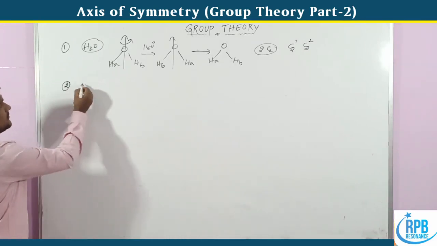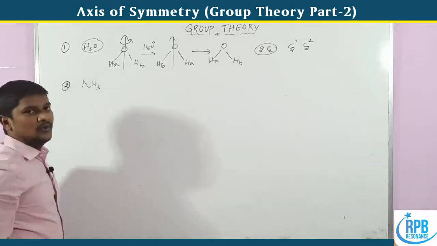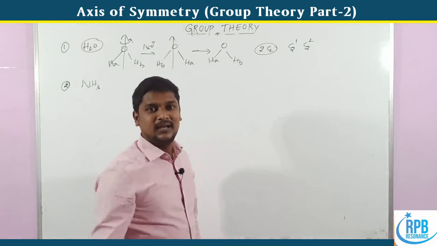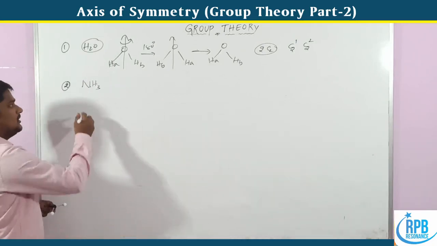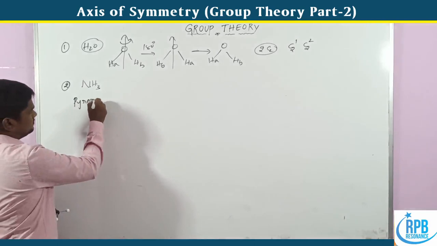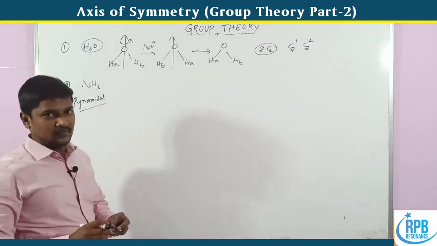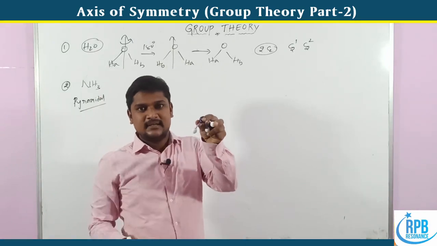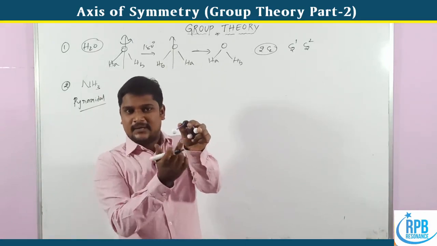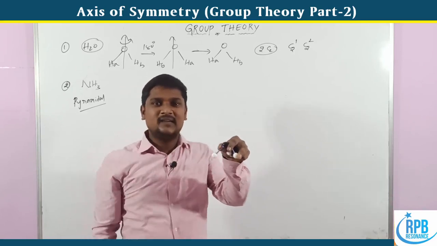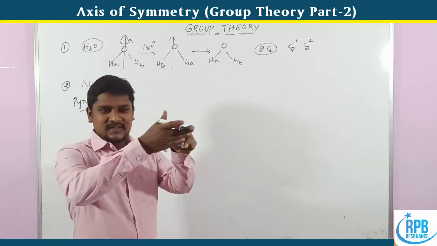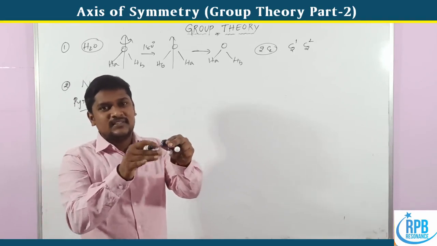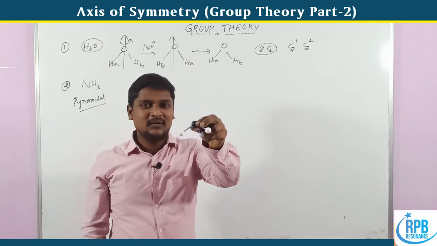Now another one is the ammonia type of molecule. We know that the shape of the ammonia molecule is pyramidal. Pyramidal means these three atoms will be represented like this: first atom, second atom, third atom. It seems easy to remember, like pyramids. So this is the closed face, another closed face. This is the ammonia molecule shape.